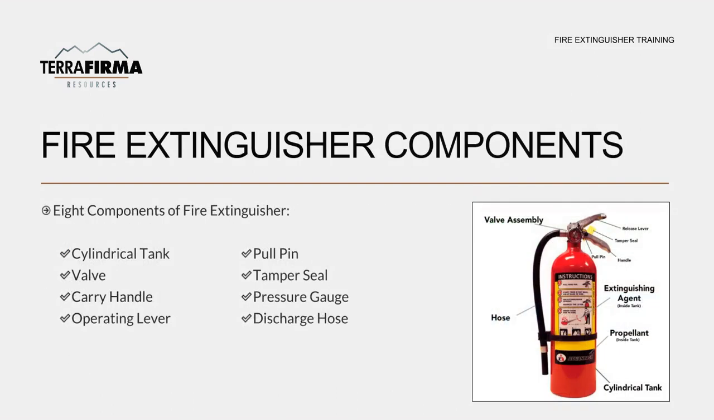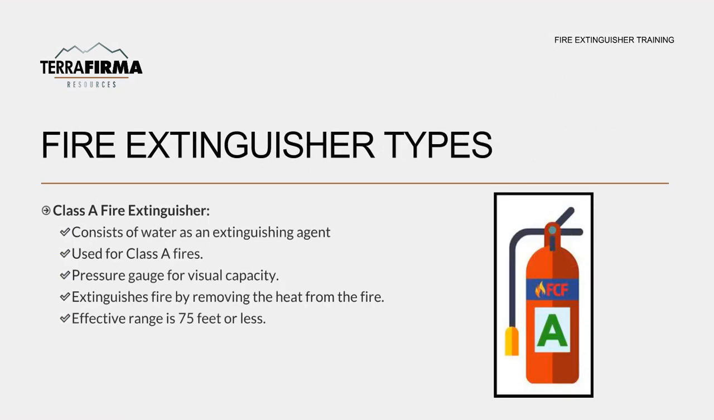There are 8 components to a fire extinguisher: cylindrical tank, valve, carry handle, operating lever, pull pin, tamper seal, pressure gauge, and discharge hose. Fire extinguisher types.